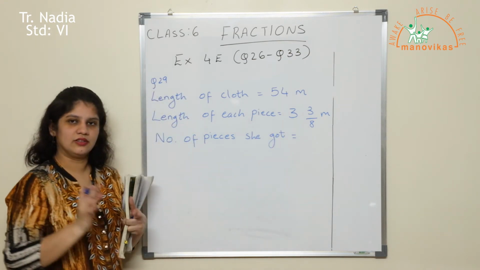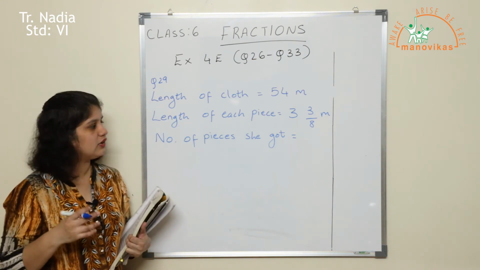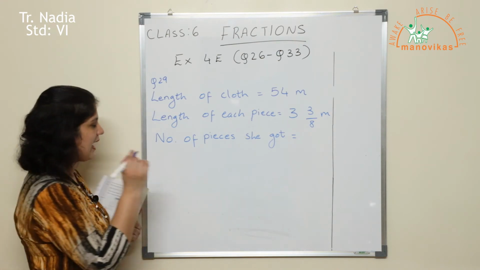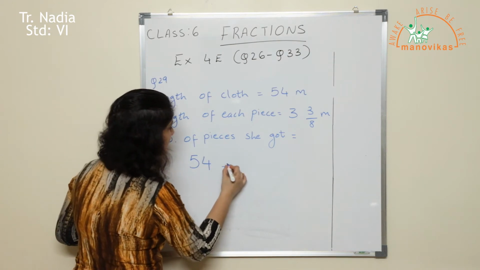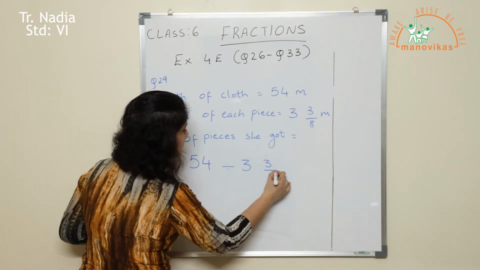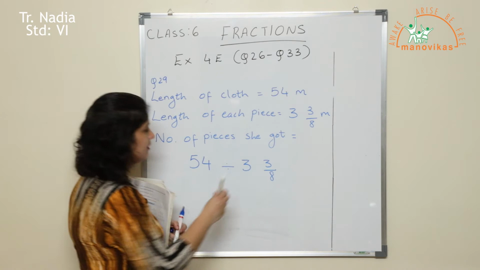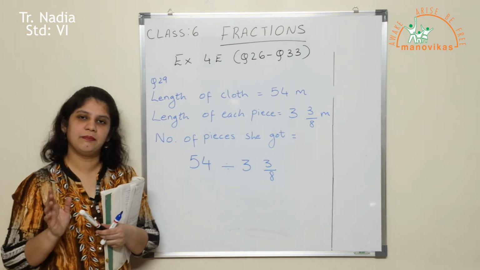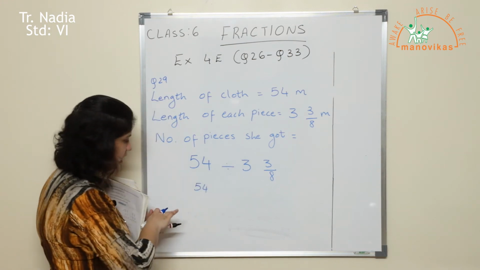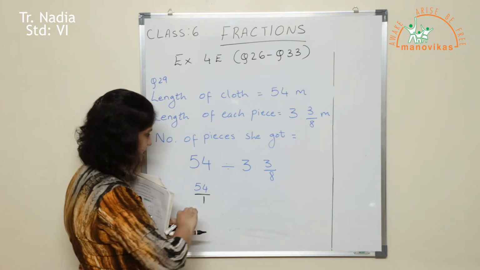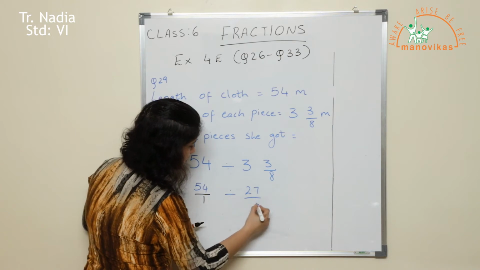Okay, so I know the original length of the cloth. I know the length of each piece of the cloth. I have to find out how many pieces she got. For that, I will do the original length of the cloth divided by length of each piece. Okay, so this is how it should look like. Original length divided by the length of each piece will give me the number of pieces. Now here, the whole number has to be made into a fraction. This is a mixed number, so make it into a fraction.